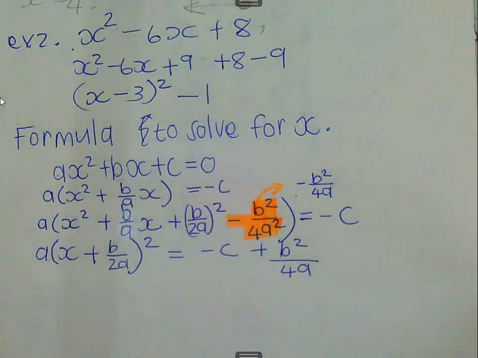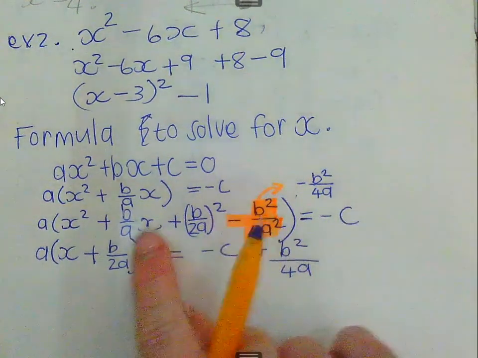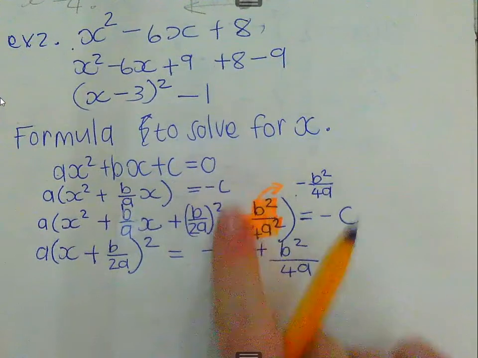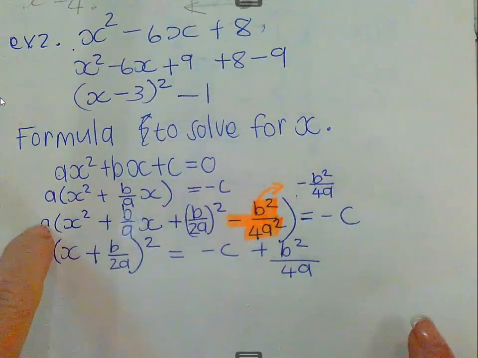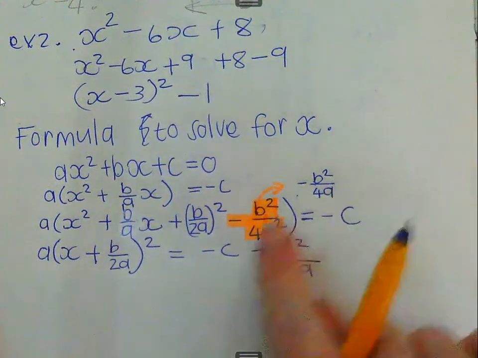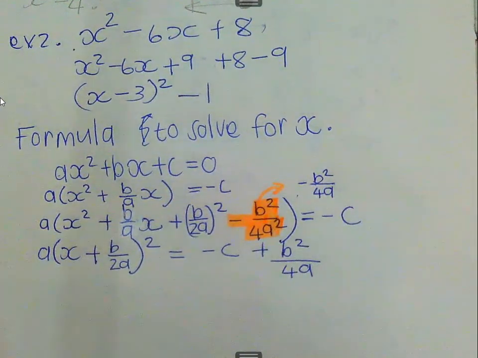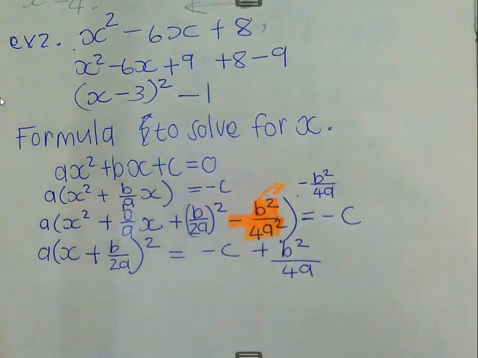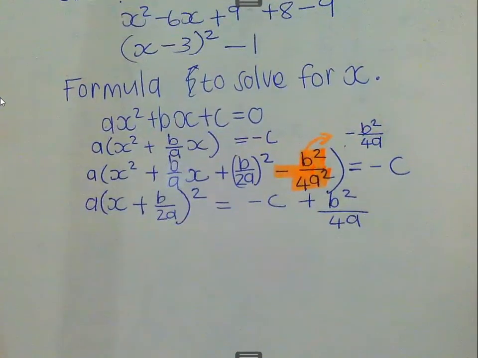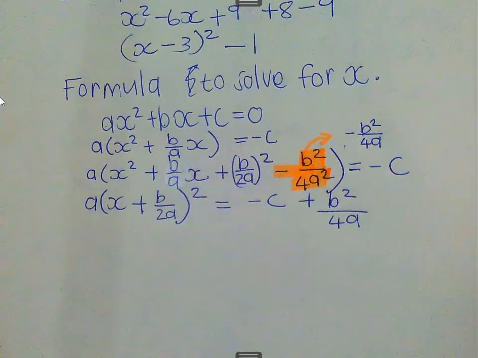Do you all understand? So I added it, I subtracted it. I wanted to get out of the bracket, so I multiply with a. That a multiplied cancelled that square. So there's only one a left at the bottom. Then it was minus b squared over 4a. It's going to the other side, so it's going to subtract. Everyone with me?